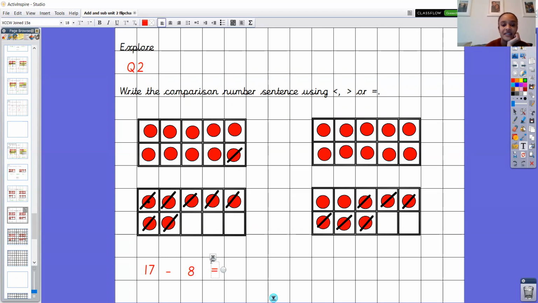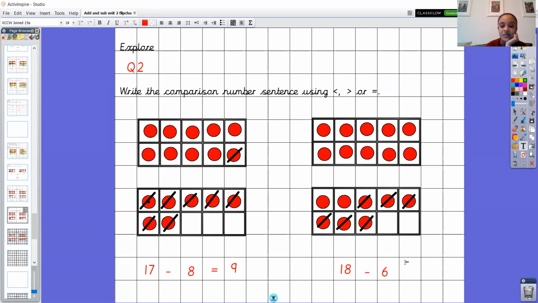We're going to see how many are left by counting how many are not crossed out. 1, 2, 3, 4, 5, 6, 7, 8, 9. So 17 take away 8 gives us 9. This one, our whole, again, we're going to put that 10 in our head and count on 10, 11, 12, 13, 14, 15, 16, 17, 18. Our whole is 18. I'm going to take away the ones that are crossed out. 1, 2, 3, 4, 5, 6. So 18 take away 6.